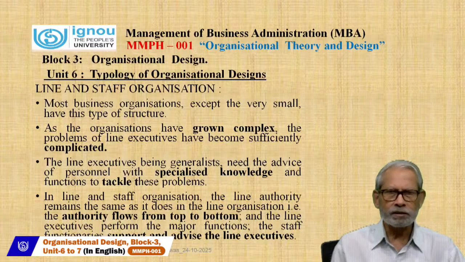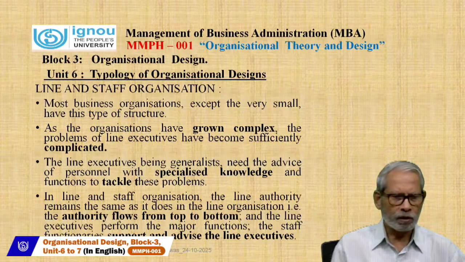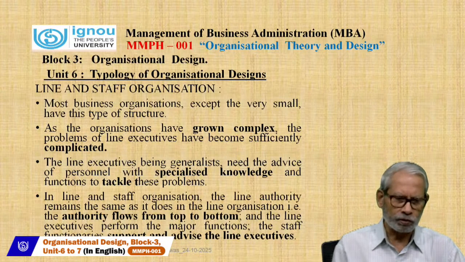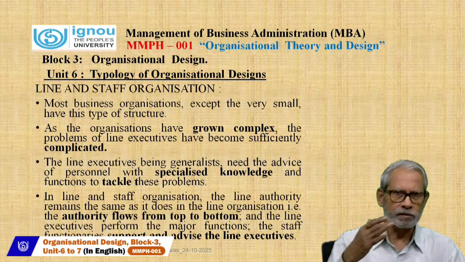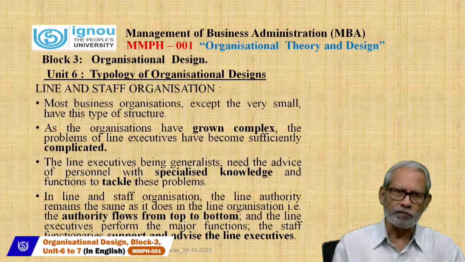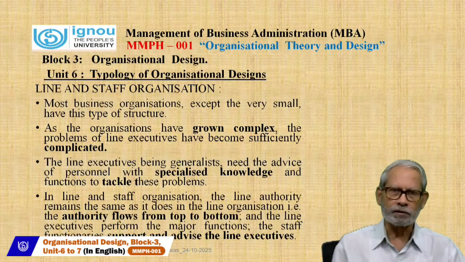So, in line and staff organizations, the line authority remains the same as in line organizations. The authority should flow from the top to the bottom. And the supportive staff functions are to support and advise the line executives.